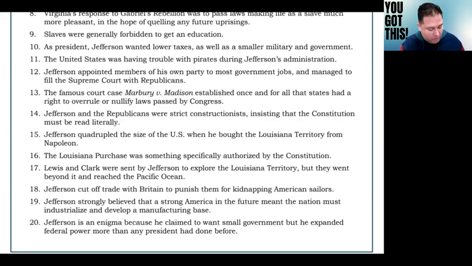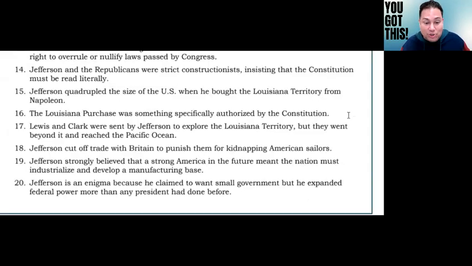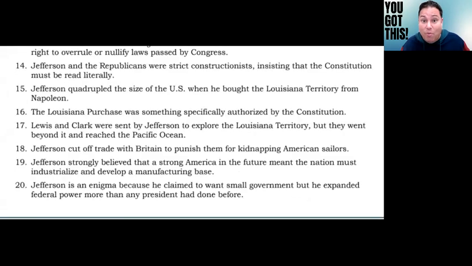Number 17, Lewis and Clark were sent by Jefferson. That's true. All of that is true. Number 17 is true. And then number 18, Jefferson cut off trade with Britain to punish them for kidnapping American sailors. That is called impressment, when the British were kidnapping American sailors and forcing them to serve in the British Navy. We're going to learn more about that as we continue moving towards the War of 1812. So number 18 is also true.